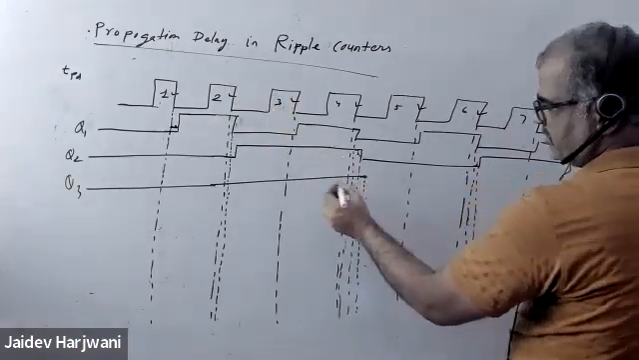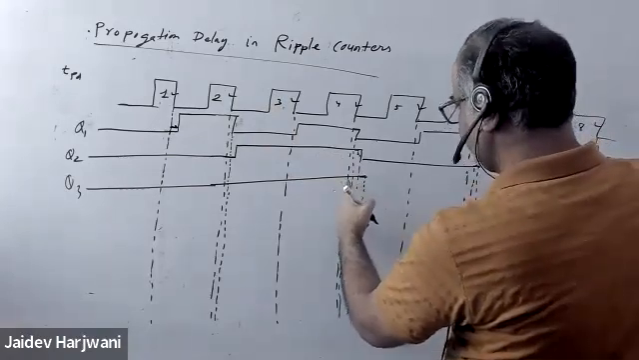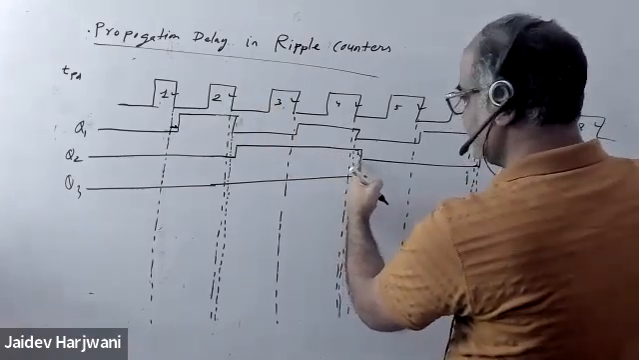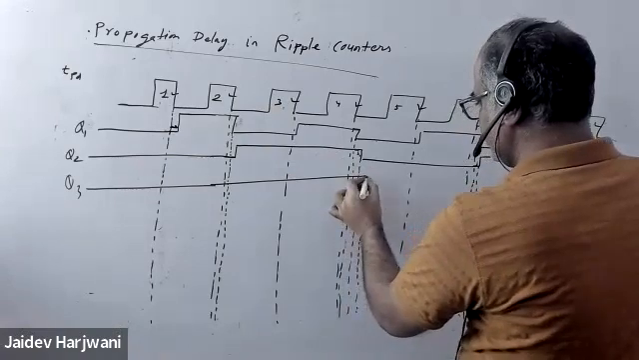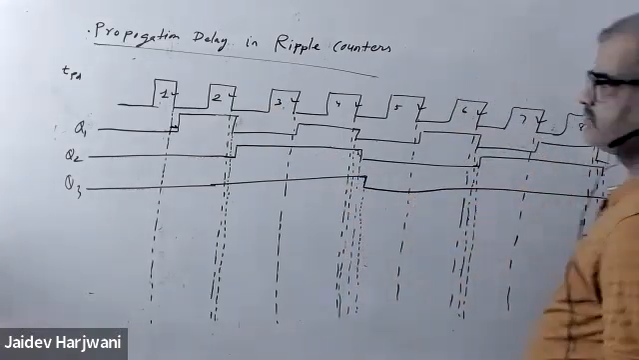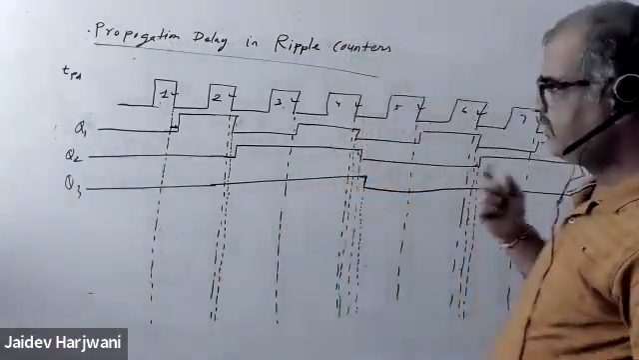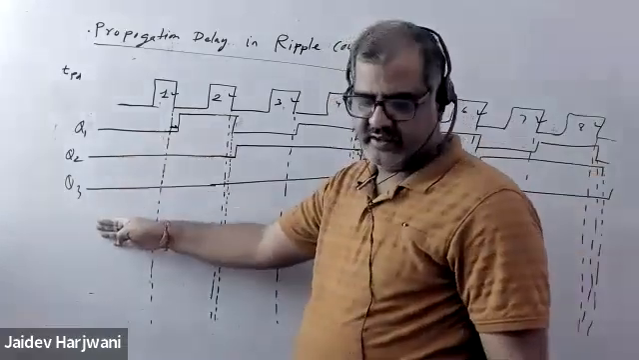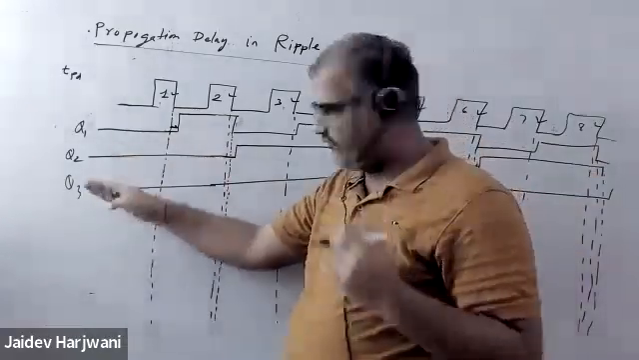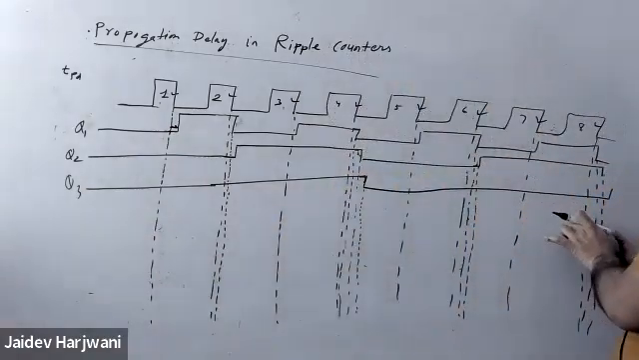So this will go down. It should happen here, 1, 2, it should happen here, and then again here. If you keep on moving like this, going Q1, Q2, Q3, as the number of flip-flops increases, this delay will keep on increasing.